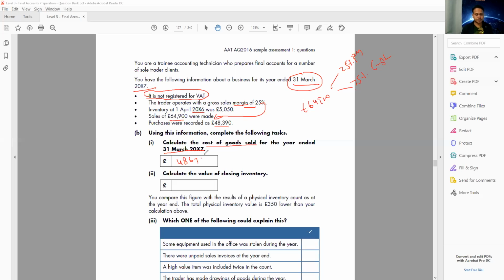48,675. Any question from here? You need to understand this thing because this question will come in the exam. Be very, very careful. If you have any question, make sure you write it down so that I can explain more.